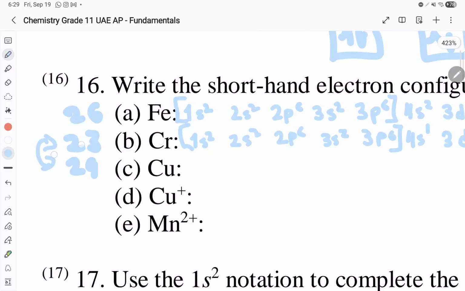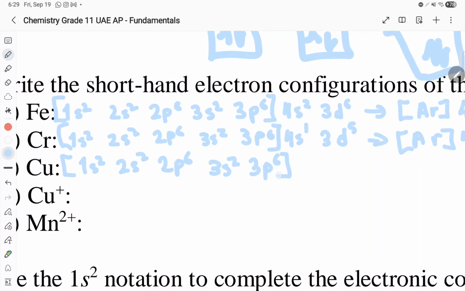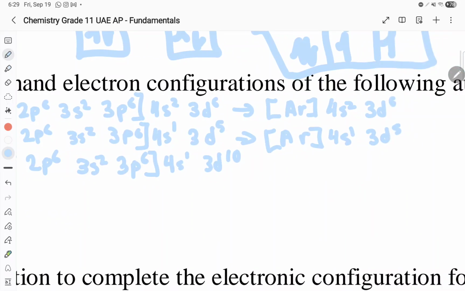Copper is the same, but copper has 29. So it is 1s2, 2s2, 2p6, 3s2, 3p6, which are going to get grouped up in the end, because in these examples it's all argon, but it could be neon or any noble gas. Then 4s2, 3d9, which is copper, so it can't have 9. Again, it's going to steal 1 from here and give 1 to here, so it's 3d10, 4s1. It's going to become argon, 4s1, 3d10.